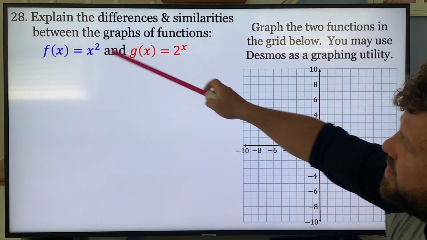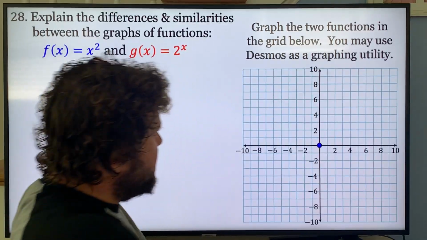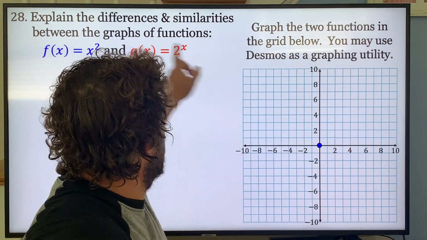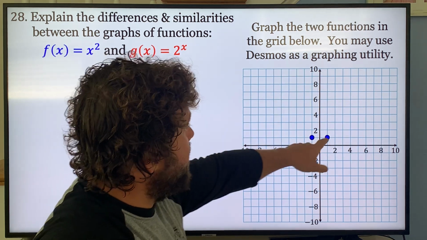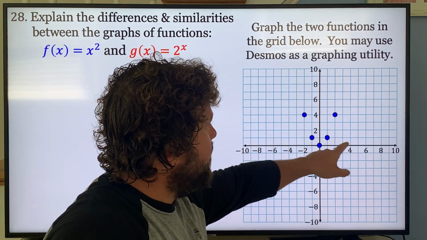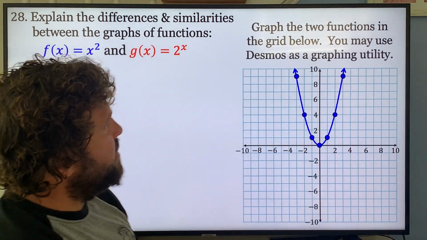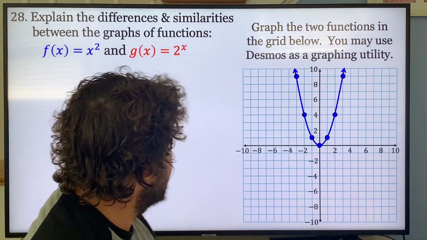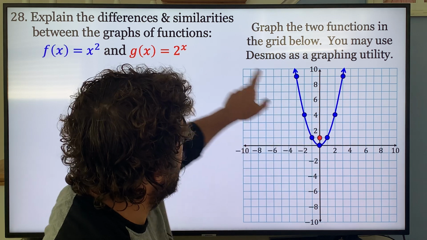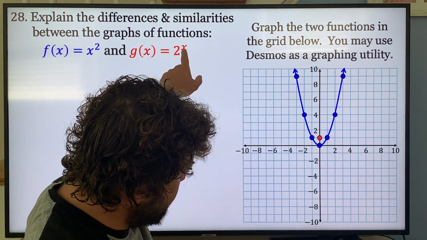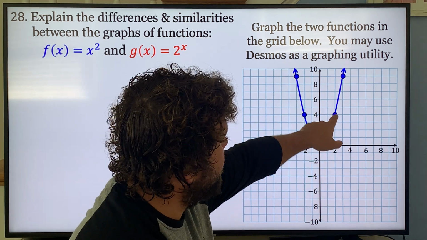So I'm going to graph this point right here. F of x equals x squared. When x is 0, y is 0. When x is 1, 1 squared is 1. Negative 1 squared is 1. 2 squared is 4. Negative 2 squared is 4. 3 squared is 9. Negative 3 squared is 9. All right? This one, 2 to the 0. Anything to the 0 power is 1. 2 to the first power is itself, 2. 2 squared is 4. Ooh, there's the same.